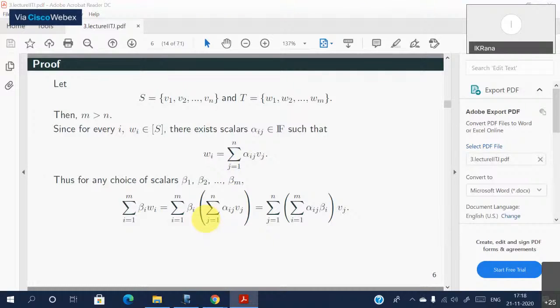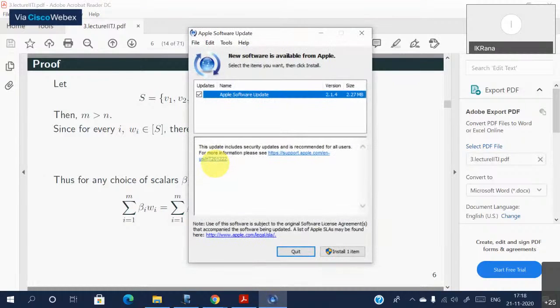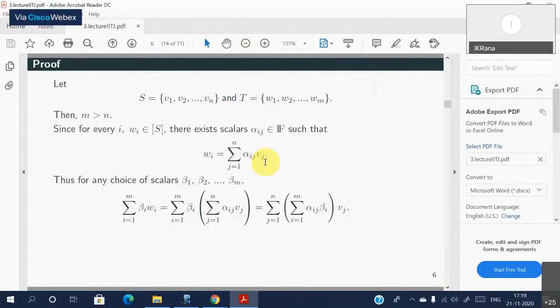Okay, good. So each wi is a linear combination of vj because T is inside the span of S. And now for arbitrary scalars, form this linear combination sigma beta i wi, i equal to 1 to m. Now each wi has got that linear combination, so put that value here and interchange the two sums. They are finite sums, so we can interchange them. So once you interchange, you get the sum over j equal to 1 to n of the sum of alpha ji beta i times vj, right?